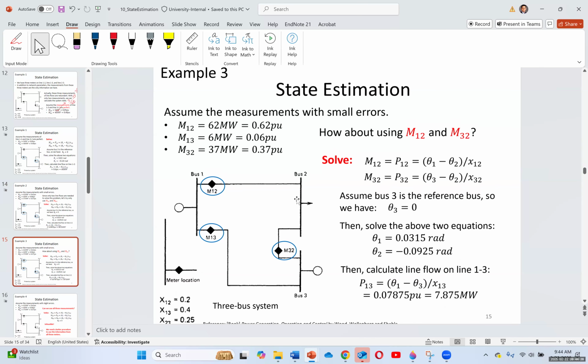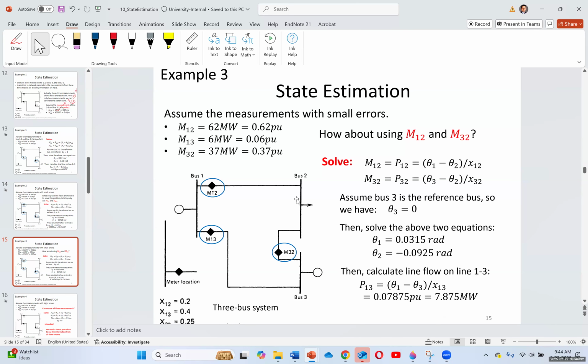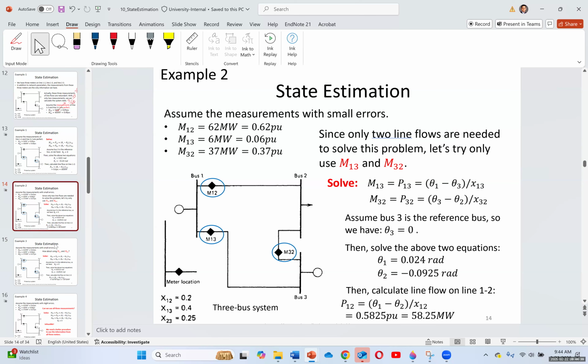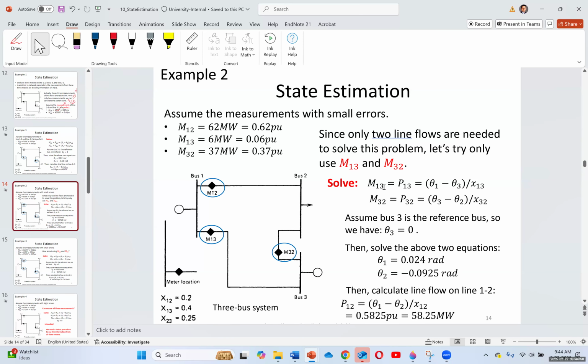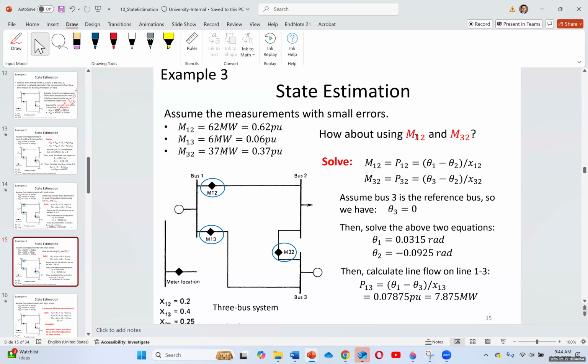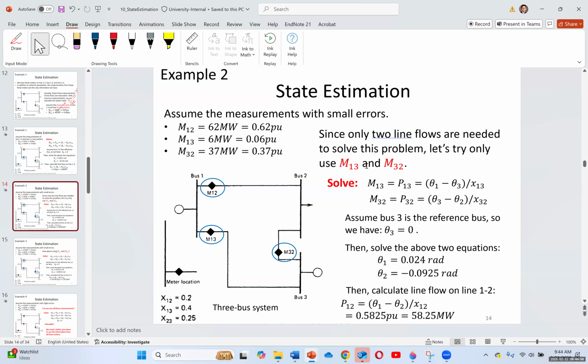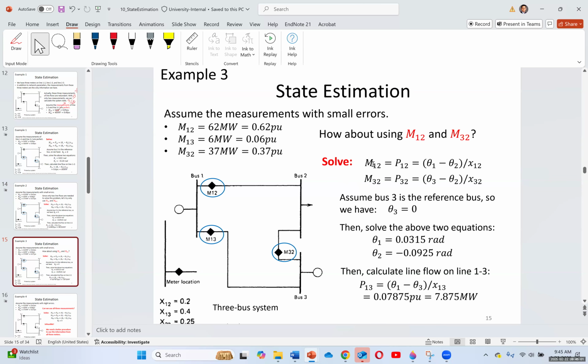So now let's solve another example of the measurements. And instead of having M13 and M32 with a small error, we want to change the numbers again. In the previous one, we calculated using M13 and M32. Now, what if we use M12? So instead of M13, we want to use M12 and M32. So we're going to change the equation. Again, we're going to keep theta 3 as the reference bus, but instead of using M13 and M32, we want to use M12 and M32. Now we're using these two to be able to calculate M13 or P13.